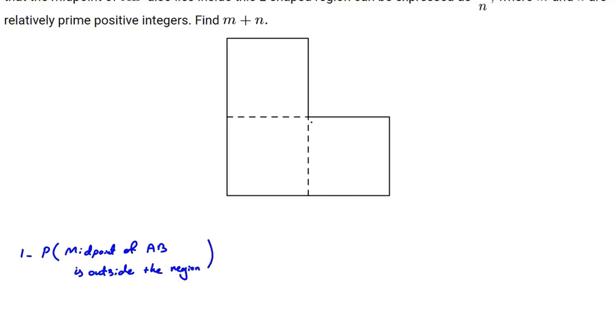A and B should be in what places? If A and B are in these places, it's good. If one of them is here, it's good, because the midpoint is always in the region. So the only possible case is one of them here and one of them here, that AB is bad. Now let's consider coordinates. This is the origin 0, then 1, 2, and 1, 2. For example, we call this one x1, y1, and x2, y2.